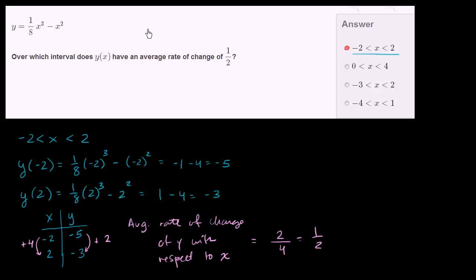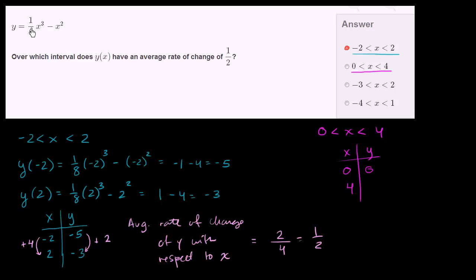So let's find the average rate of change between that point and that point. Let me do it in another color. I'll do this one in purple. So 0 is less than x, which is less than 4. And I'll just do the table right over here. X and y. So when x is 0, what is y? Well, it's going to be 1/8 times 0 minus 0. Well, y is just going to be 0. When x is 4, what is y?